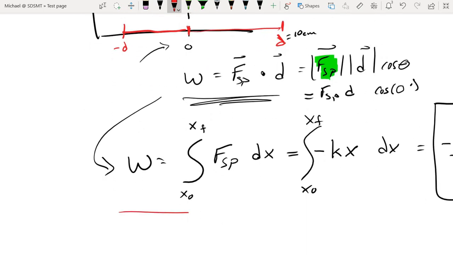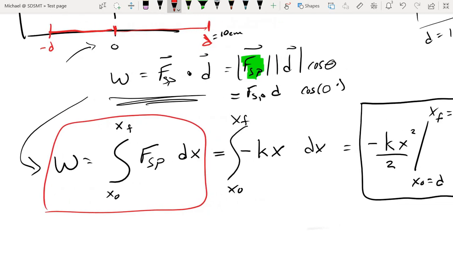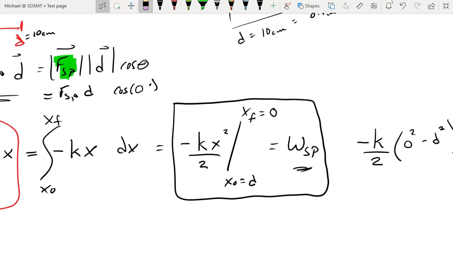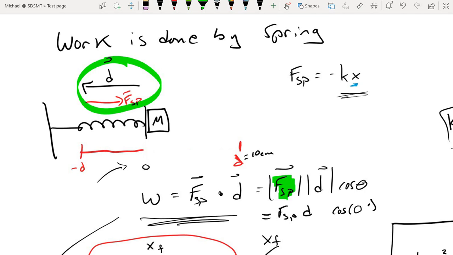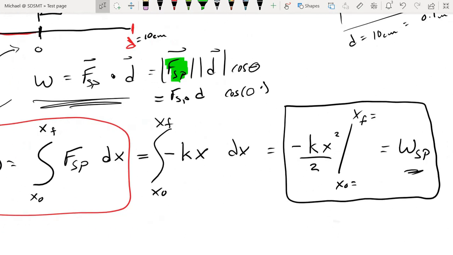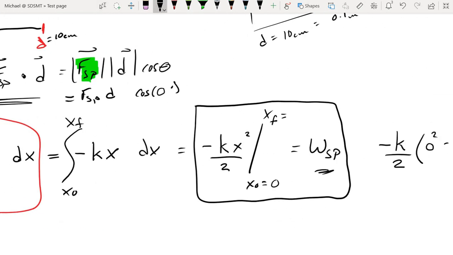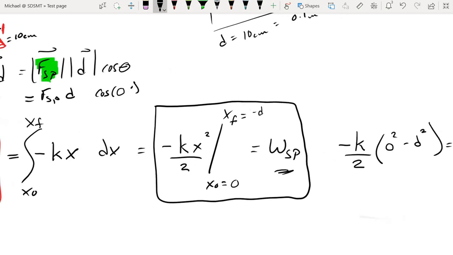But we've already done all of the math required to evaluate work done by a force. All we have to do is plug in the appropriate limits. So where are we starting? Well, we're going to start at the equilibrium position again. We're starting at the equilibrium position again and going out to a final value of negative d. So we're going from 0 to negative d.